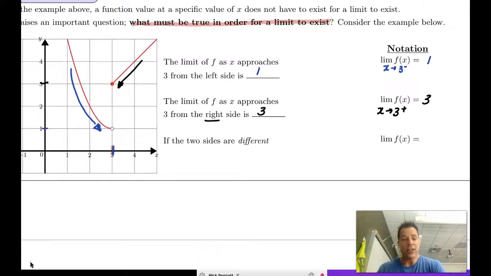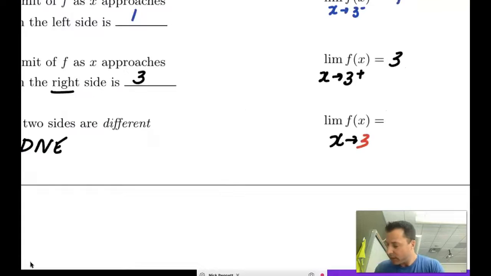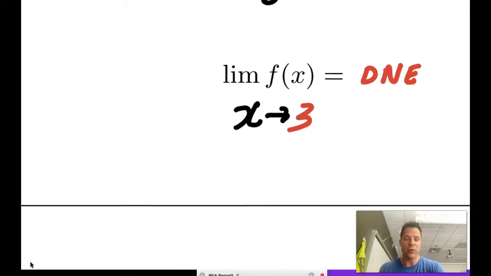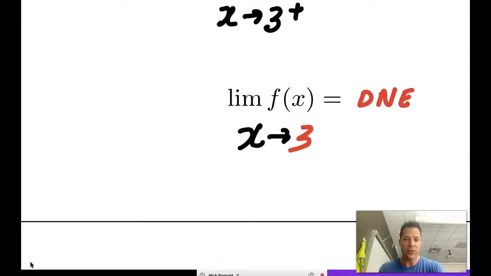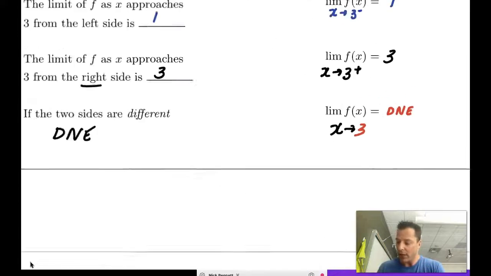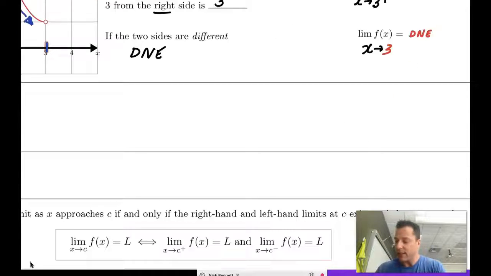So if the two sides are different, if the limits, and notice how I'm going to put a 3 here now, you zoom in here, does not exist. So notice how the limit here for x, as x is approaching 3, does not exist. We have to think about the left and the right hand sides always. So when doesn't a limit exist?